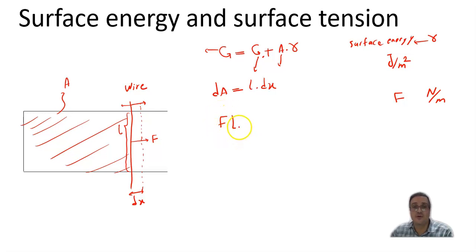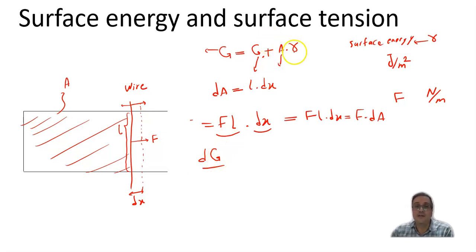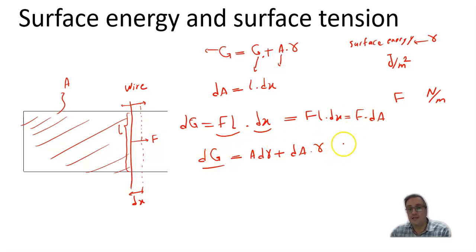So this is the amount of force that we apply, and the amount of work that we consume to displace this wire equals force multiplied by displacement, which is dx. So the amount of energy that we consume is equal to F L dx, which is equal to F dA. When we expand this liquid film by this distance, we increase the total energy by dG, and dG is equal to A d gamma plus gamma dA. So we have two terms for the differential of G. This and these are equal.